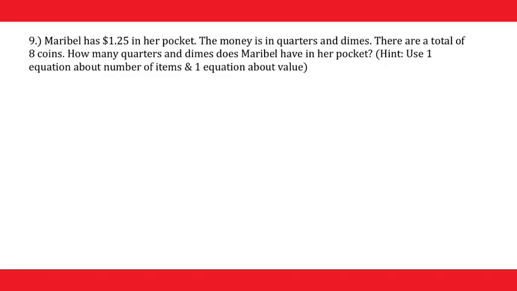On to some word problems. Maribel has $1.25 in her pocket, and this is made up of quarters and dimes, and there's a total of 8 coins. How many coins are going to be quarters and how many are going to be dimes? So the hint here is that one equation is on the total number of items, and we can see that there are 8 coins, and what is made up of that? Quarters and dimes.